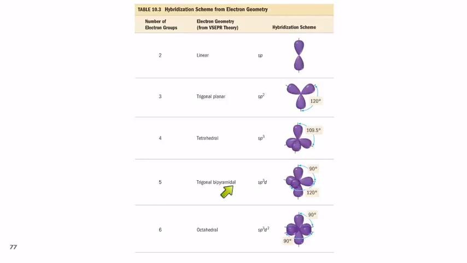So 5, sp3d. You start with the S, you add as many of the P's as you need. There's only 3 of them. If you need more, then you go into the D orbitals. That's why the period 2 elements cannot do expanded octets. There are no 2D orbitals for them to borrow. They would have to go up to the 3s, and that energy jump is too big. It's not going to happen.